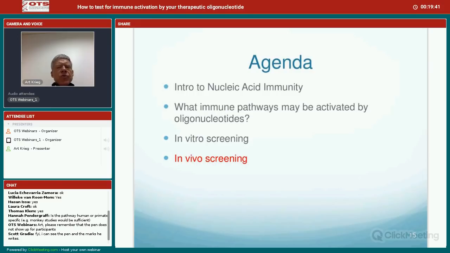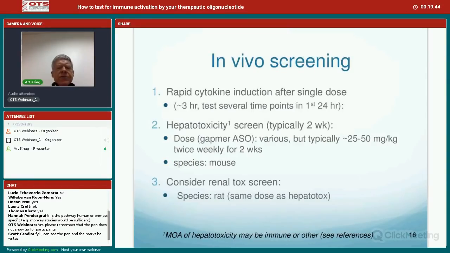So now let me turn to in vivo screening. And the screens that we use in vivo, we use a rapid cytokine induction. That's just typically 3 hours for the peak cytokine induction in rodents, although I'm told with some formulations and some nucleic acids, the peak time may be 24 hours to see induction. Here again, you probably ought to test several different time points for whatever type of nucleic acid and formulation you're working with to make sure that you have the optimal condition.